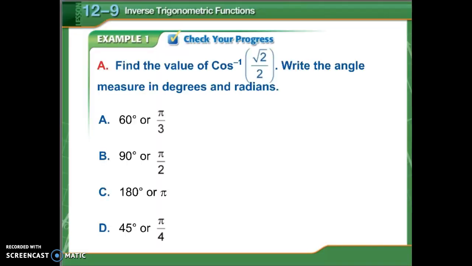Here's a check your progress problem for example 1. Go ahead and pause the video while you work through it. When you have your answer, go on to the next slide.